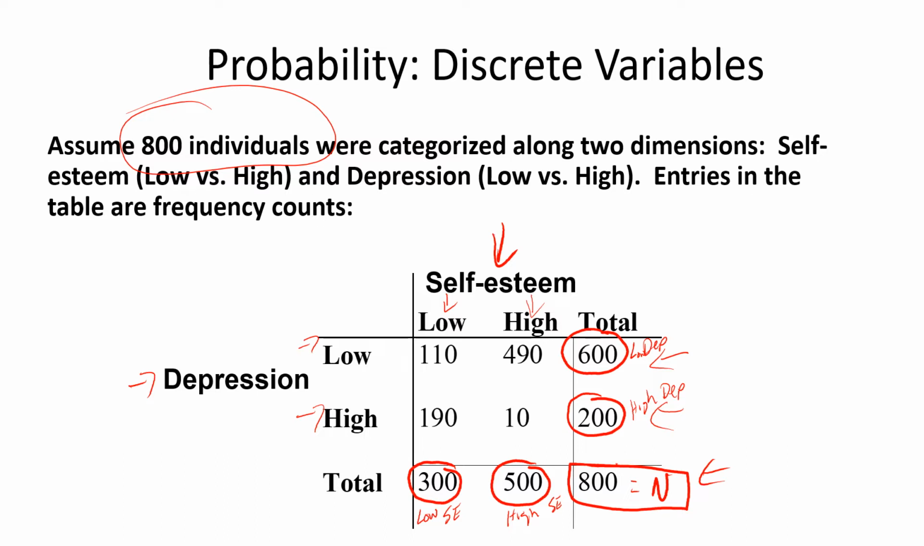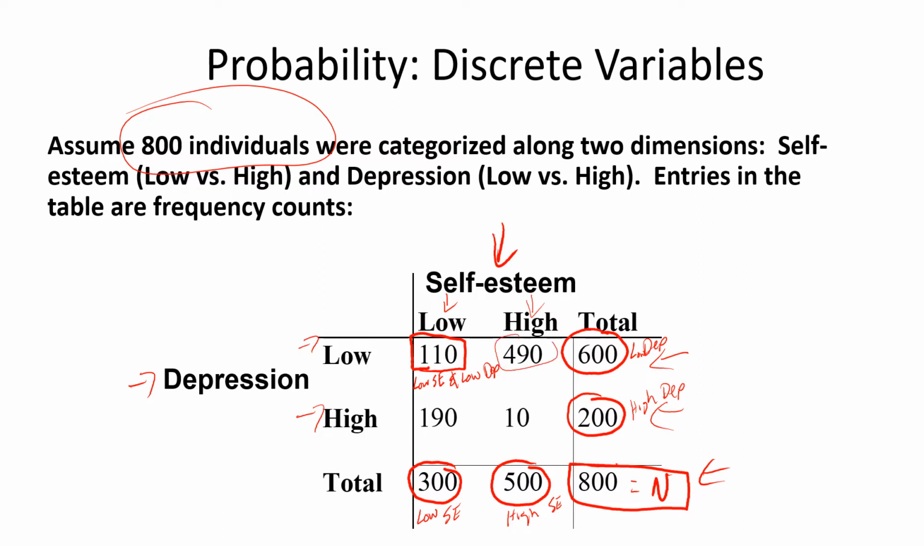Then of interest as well are these joint frequencies. What do I mean by that? I mean this 110 that we've got here is a joint frequency. You'll recall a frequency is a count, just a count. So the joint frequency of low self-esteem and low depression: 110 people had low self-esteem and low depression.